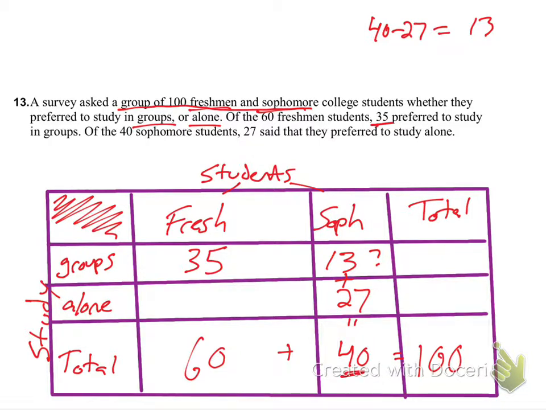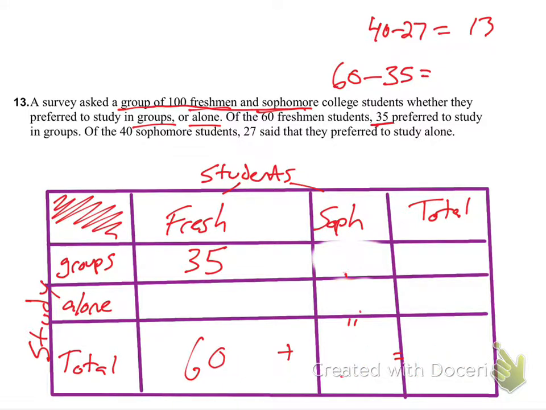I can do the same thing over here. So I have a total of 60 freshmen minus 35 of them who like to study in groups. Oh, actually, hold on. I screwed up. The reason why is because I labeled wrong. I labeled wrong because, oh no, I was right. Sorry. So there's 40. So that was right. I was just getting my variables mixed up for a second.